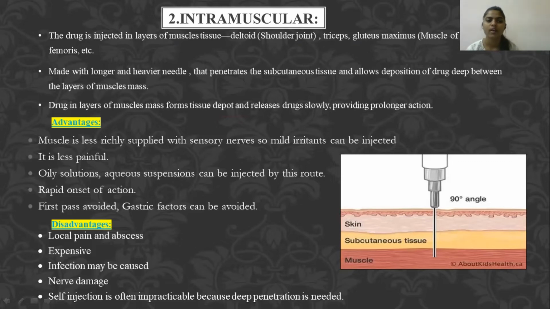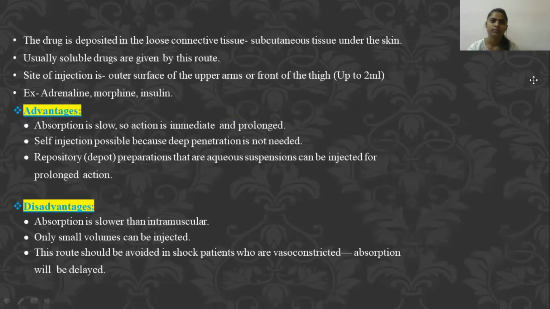Oily solutions and aqueous suspensions can be injected by this route. Rapid onset of action is possible, first pass metabolism is avoided, and gastric factors can be avoided by this route. The disadvantages are local pain and abscess, expensive infection may be caused, and nerve damage. Self-injection is often impracticable because deep penetration is needed. So these are the advantages and disadvantages.